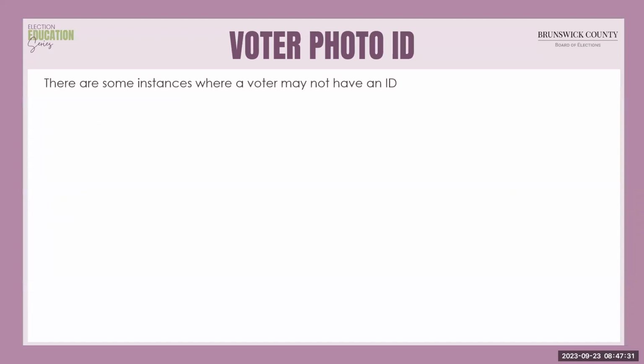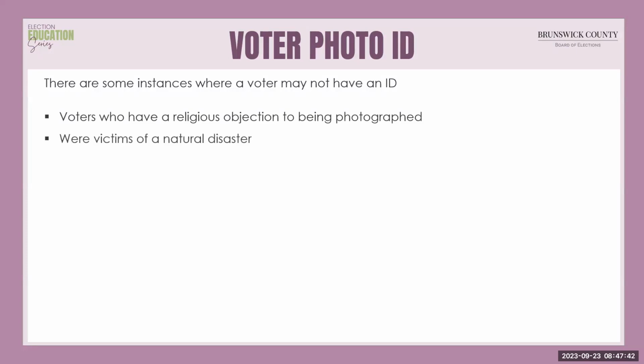There are specific instances where a voter will not be required to show a photo ID to vote. Voters who have a religious objection to being photographed, who were a victim of a natural disaster within 100 days of the election as declared by the governor of North Carolina or the president of the United States, or who have a reasonable impediment preventing them from showing an ID. In these instances, a voter will be offered a provisional ballot.